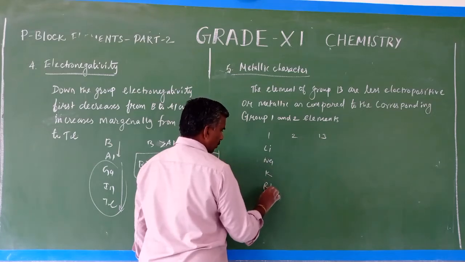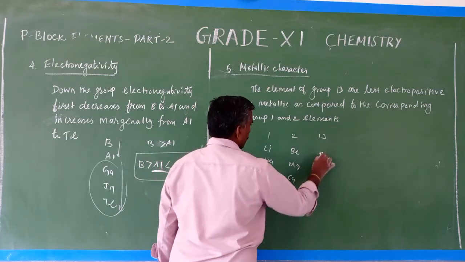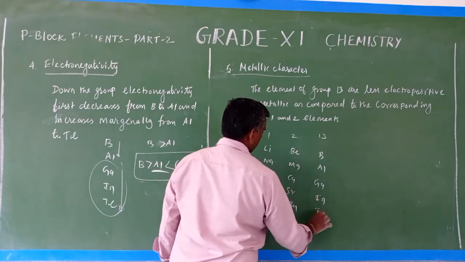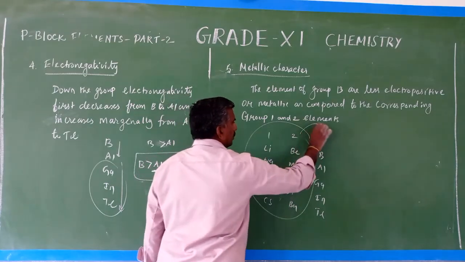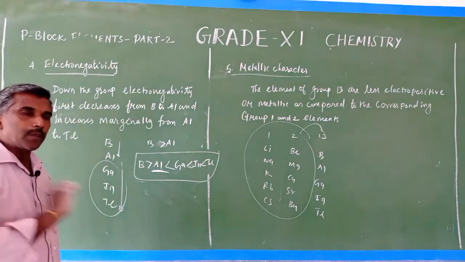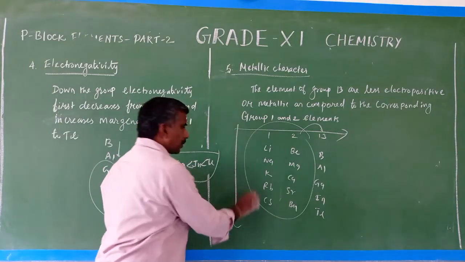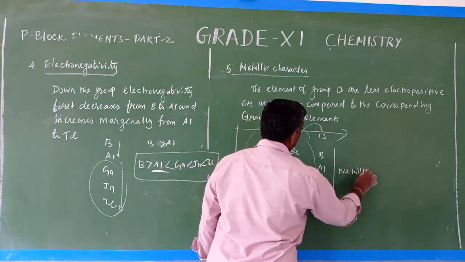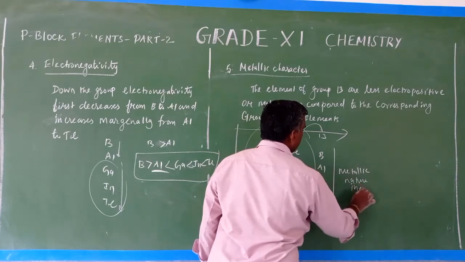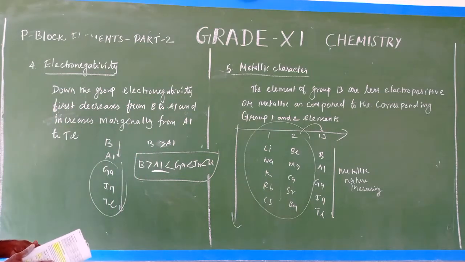Suppose group 1: lithium, sodium, potassium, rubidium, cesium. Group 2: beryllium, magnesium, calcium, strontium, barium. Then boron, aluminum, gallium, indium, thallium. Compared with group 1 and group 2, group 13 has less metallic nature. Left to right in the periodic table, metallic nature decreases. Down the group, top to bottom, metallic nature increases, from boron to thallium. This is metallic character.